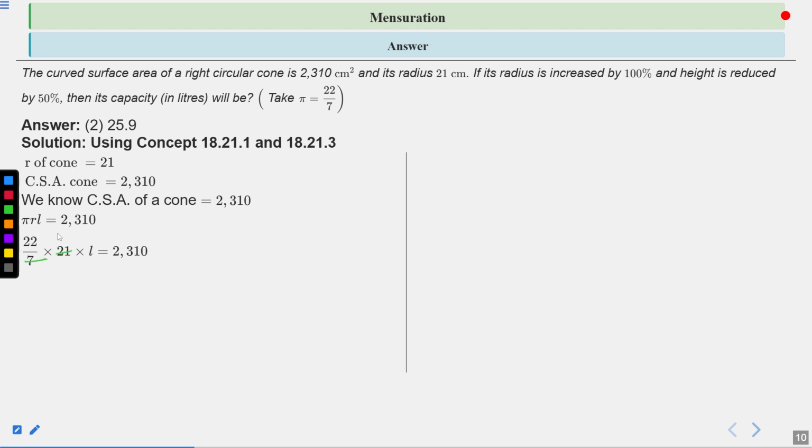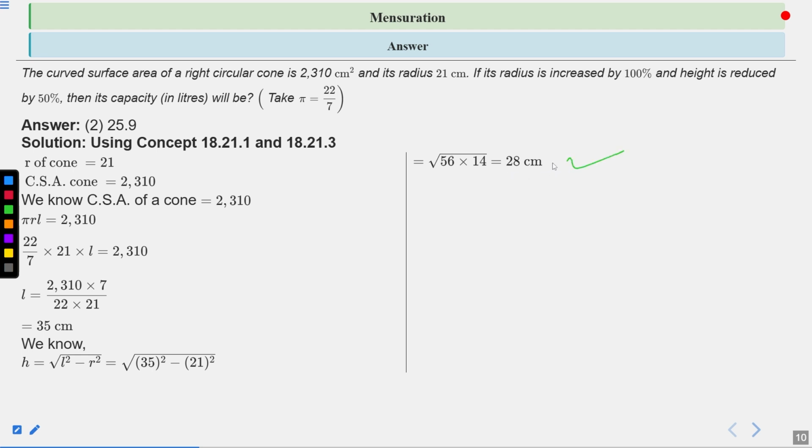Now dividing 21 by 7 three times, and multiplying by 3 for 22 and dividing 2310, we get the value of L. So we get L equals 2310 into 7/22 into 21. When we simplify it, we get the value of L, which is 35 centimeter. Now we know that H equals under root L square minus R square. So under root 35 square minus 21 square, we get the value of H, height. So the height of the cone will become under root 56 into 14, which equals 28 centimeter.